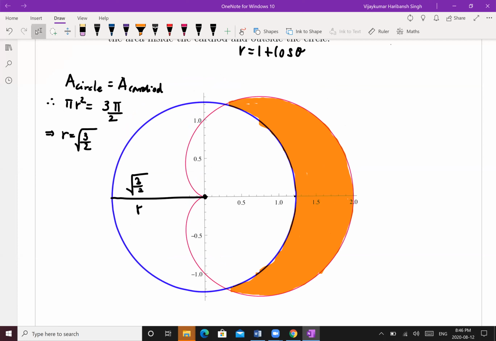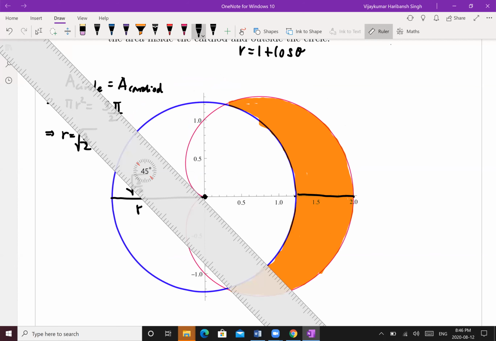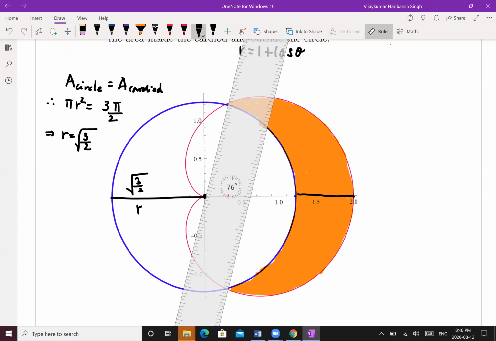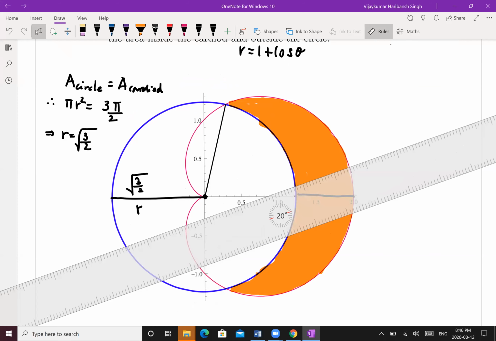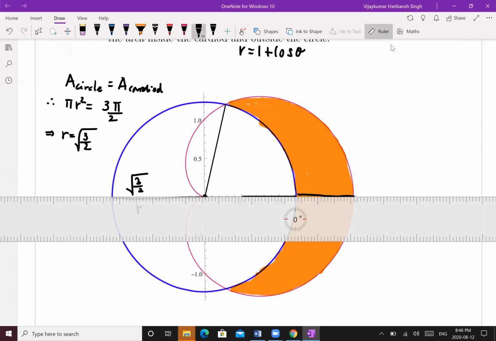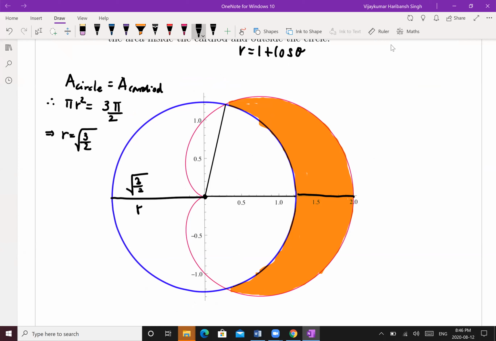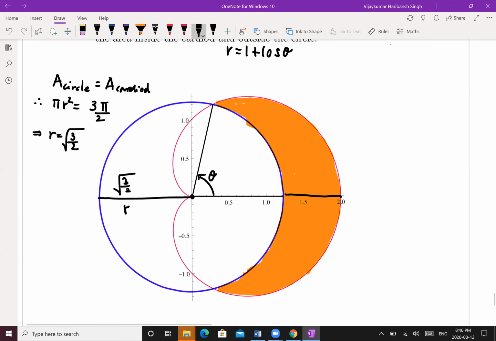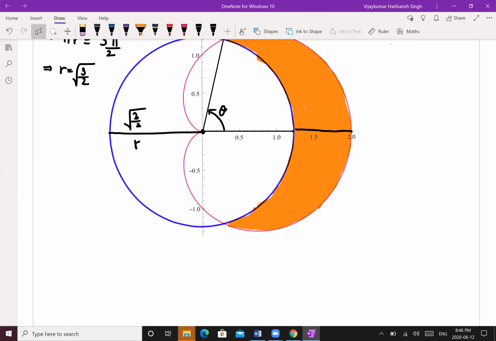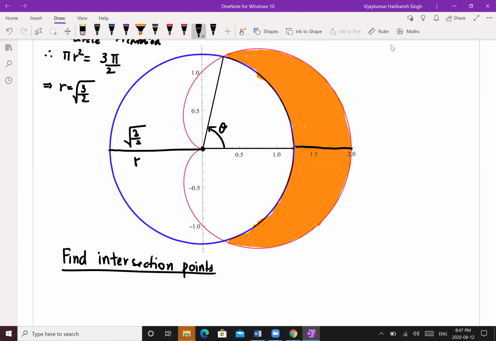So what we'll do is the following. We'll find half of this area, and then double it. So we need to find the intersection of these two curves. So we need to find these angles, right? We'll find this angle and then double it. So what is this angle? For that, we need to compute the intersection. So step one, find the intersection points. To find the intersection points, you basically have to equate r equals root 3 by 2. This is the equation of the circle.